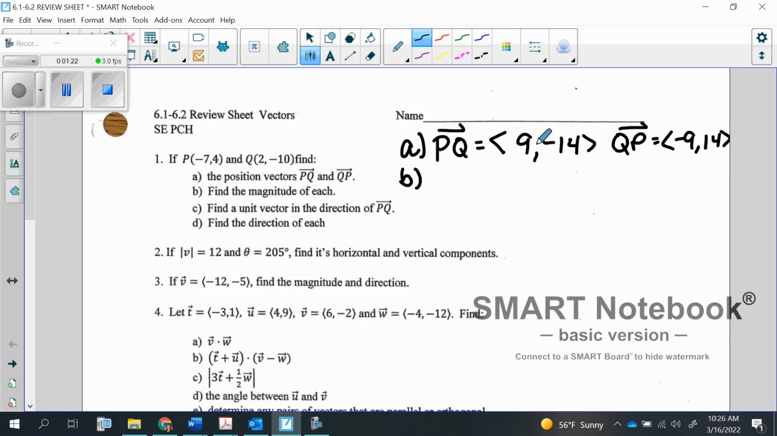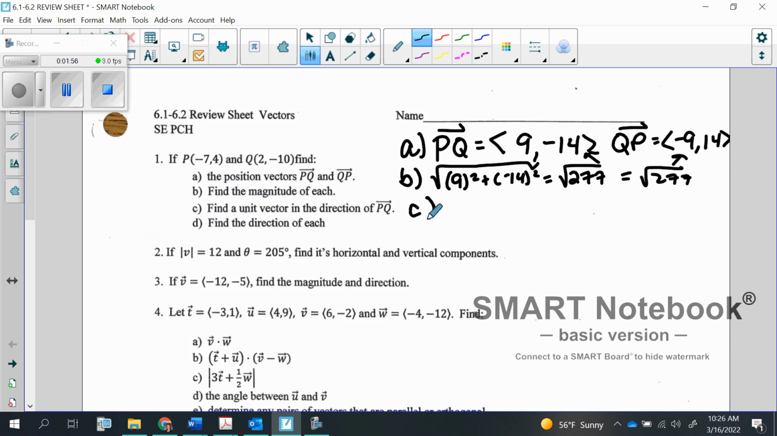Position vectors means take the 2 points and find the vectors in between them. Then find the magnitude for each. Because we are squaring both the X and Y components, our magnitude is the square root of 277, and there's nothing you can really do with that. Magnitude is positive, so you're going to get the same magnitude for both vector QP and vector PQ.